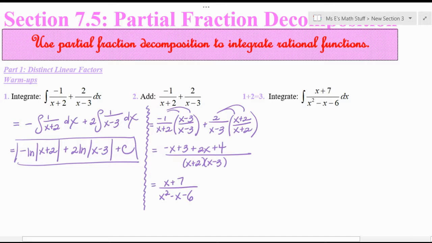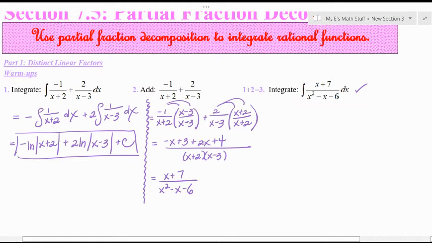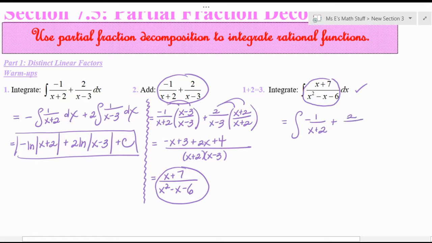And maybe now you can see where we're going with this. In this lesson, our goal is going to be to integrate rational functions that look like what you see in this third warm-up. The idea is I set you up so hopefully you could see that this integrand, since it is the answer that we just got when we added these two fractions together, could be decomposed, replaced essentially with the two fractions that we used to get it.